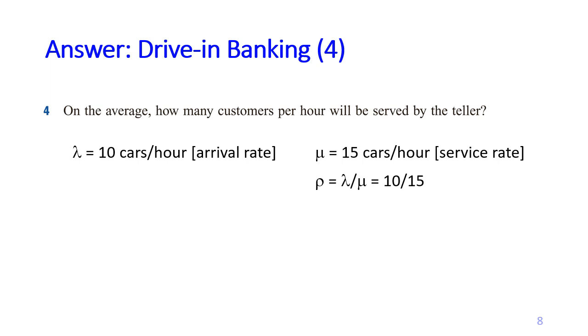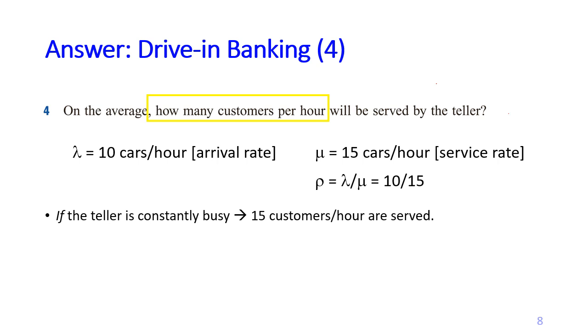Now the fourth question is not very direct. It asks how many customers per hour will be served by the teller. So let's make an observation. Suppose the teller is constantly busy all the time, always serving customers. Then we can say that the teller must be serving 15 customers per hour, right? Because the teller is always working serving customers. But that is if the teller is constantly busy.